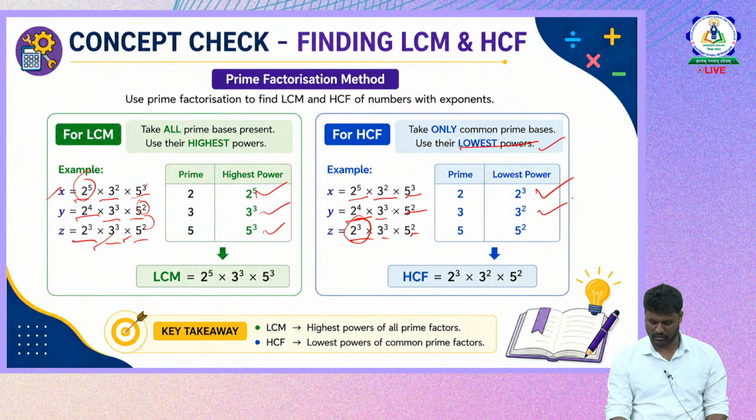For 5, we have 5 to the power of 3, 5 to the power of 2 and 5 to the power of 2, so 5 to the power of 2 is the lowest. When you multiply these, we get the HCF: 2 to the power of 3 into 3 to the power of 2 into 5 to the power of 2. We need to remember only one thing: LCM means you always take the highest powers of all the prime factors, and HCF means you take the lowest powers of the common prime factors.